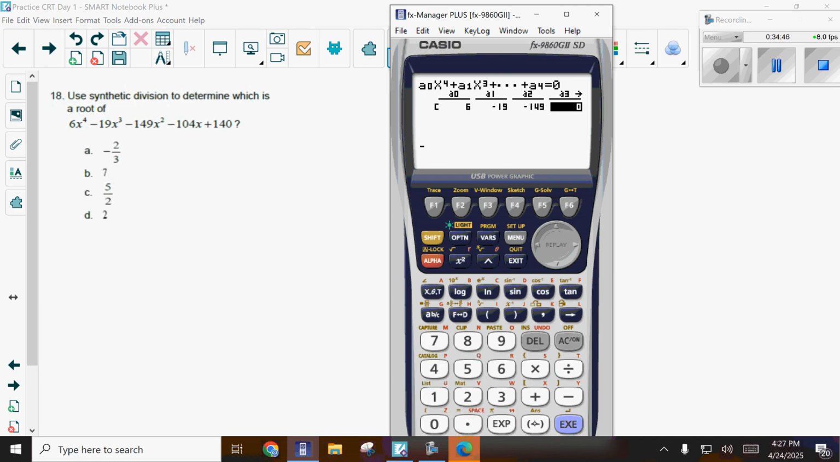Minus 104. And then positive 140. And I believe that's the last term. So if you hit enter, it's gonna do all the calculations and figure out the answers. It says which one is the root. So there's a 7, there's a positive 2/3, there's a -2, and there's a -5/2. So the only one that is the correct answer is 7.